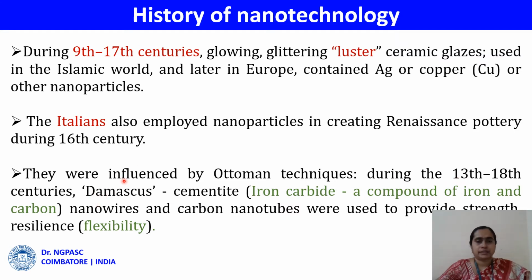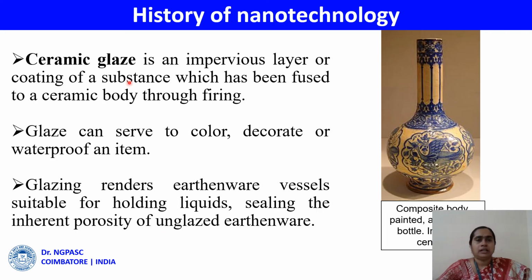Damascus steel is nothing but iron carbide, a compound of iron and carbon nanowires and carbon nanotubes. They were used to provide strength, flexibility, and resilience. And the ceramic glaze, so you have a picture here of a pot which is having glaze works done on it, and it is a composite body, and it is found in Iran.